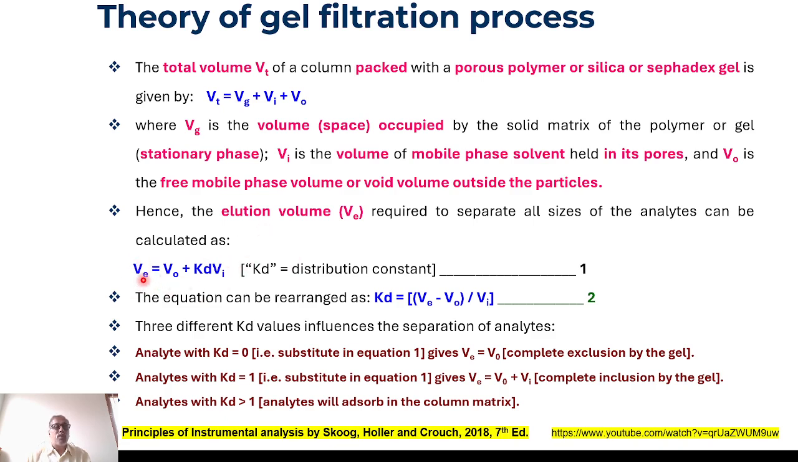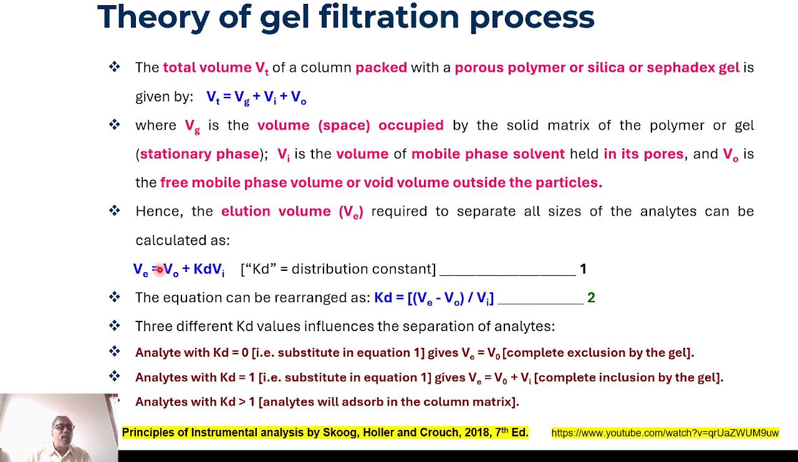For that we can use this formula. V is equal to VO plus KD into VI. V is the volume of eluent, or volume of the mobile phase that you are using. VO is the void volume, that is the volume of the mobile phase which is present between the gels.